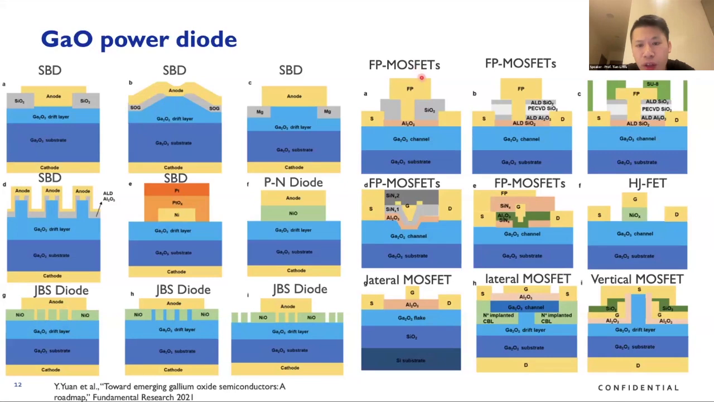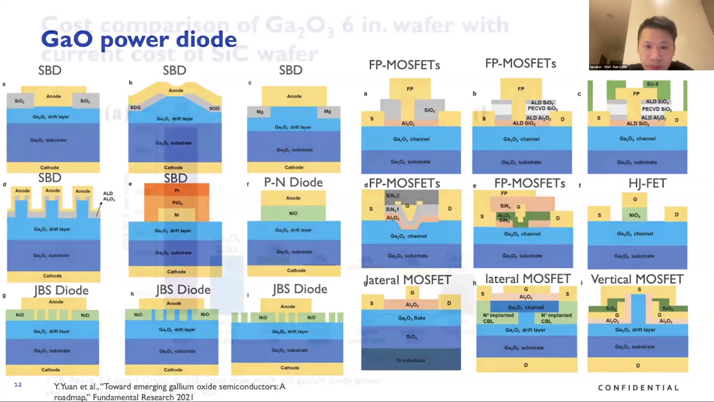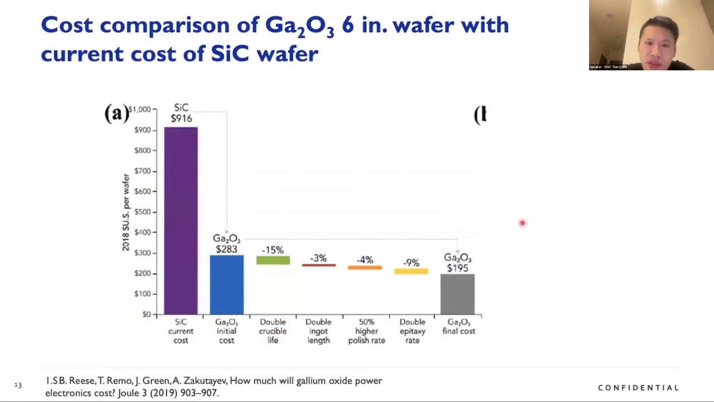And regarding the MOSFET, people also start to demonstrate, for example, this field plate MOSFET, and also this heterojunction FET. And recently, people try to develop this lateral MOSFET and the vertical MOSFET. So in the later talk, we will share some of the recent progress, highlighting advancements in the gallium arsenide power device.